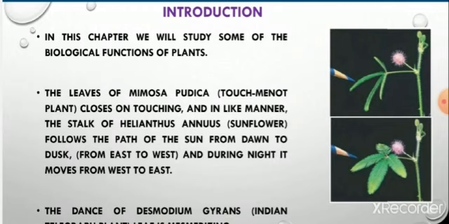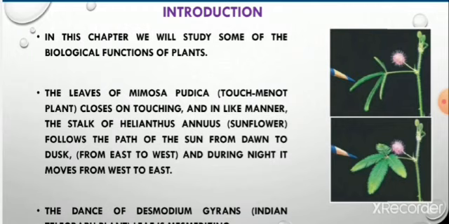What is the principle behind that? When you touch the leaves of Mimosa pudica, what happens? From the leaflets, it's a compound leaf, the water moves to the pulvinus. Pulvinus is the base of the leaf. The base of the leaf is called leaf base, otherwise called pulvinus. So the water moves to the pulvinus.